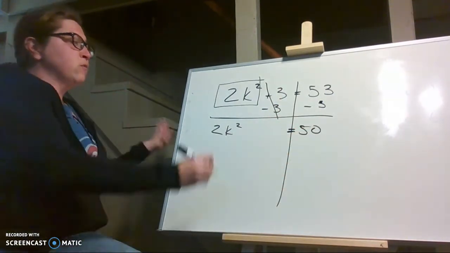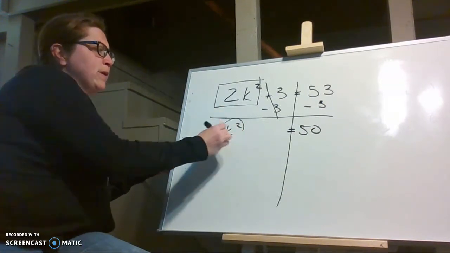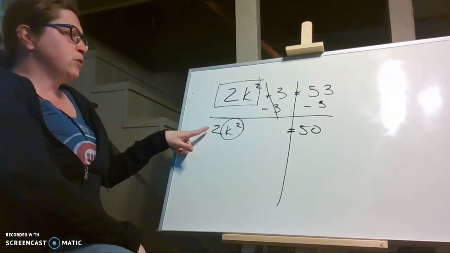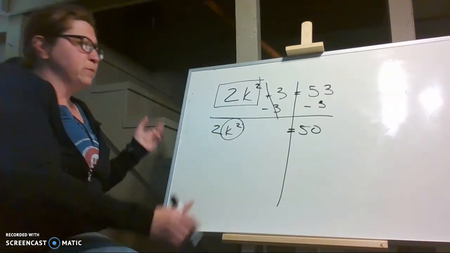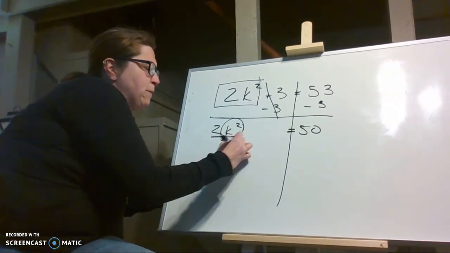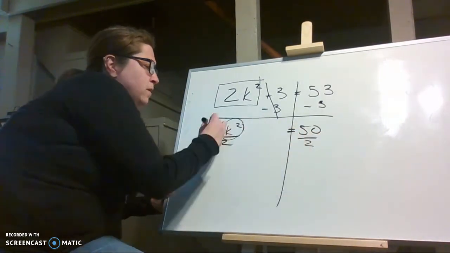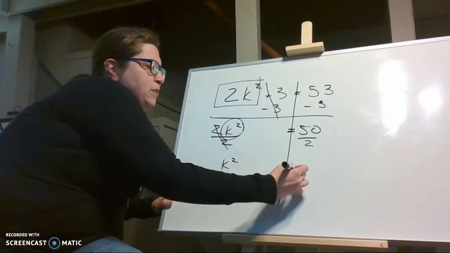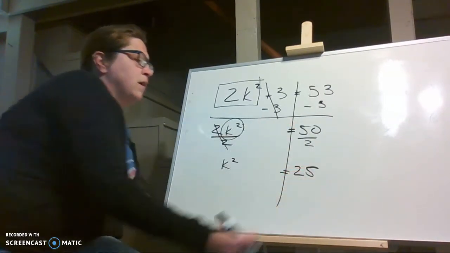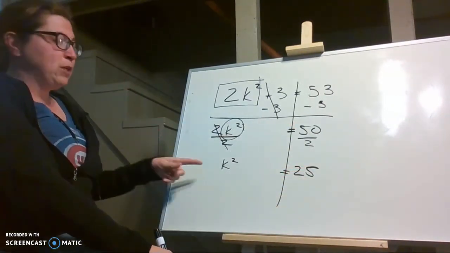Okay, keep solving like normal. Remember, this is what I want to isolate. Right now it's saying 2k, or 2 times k squared. Remember, the opposite of multiplication is division. So I'm going to divide by 2, just like I normally would. K squared is coming down. 50 divided by 2 is 25. And again, this turns into our last objective problem.